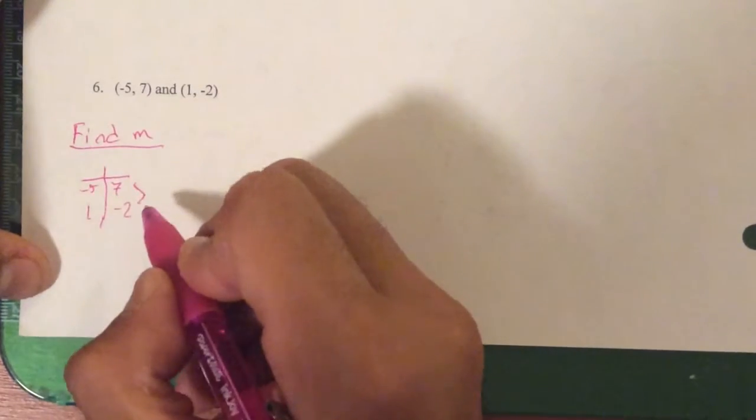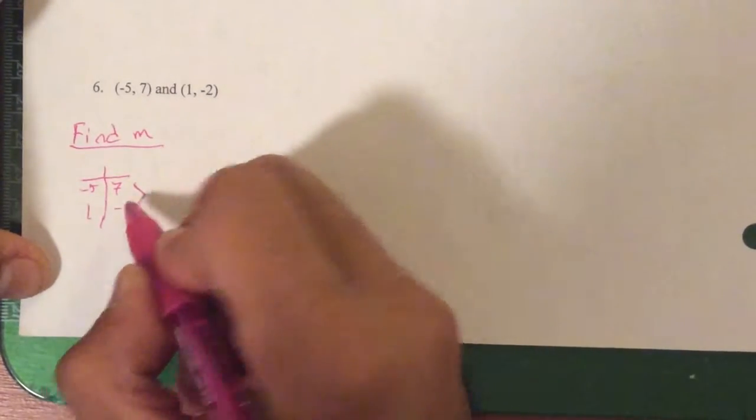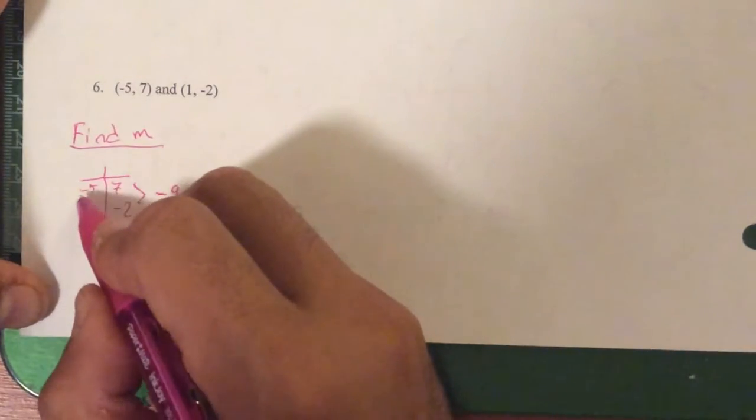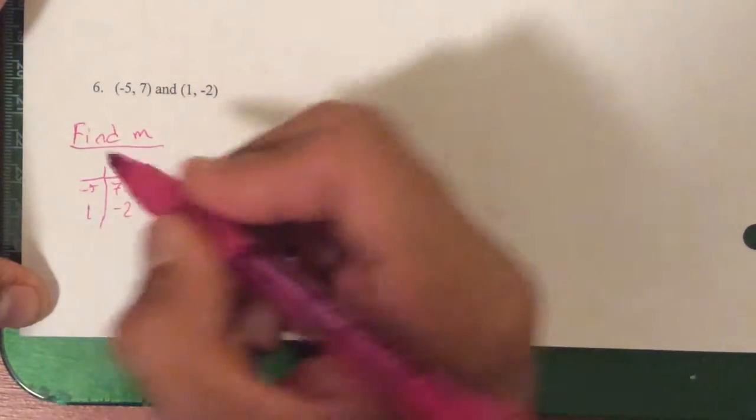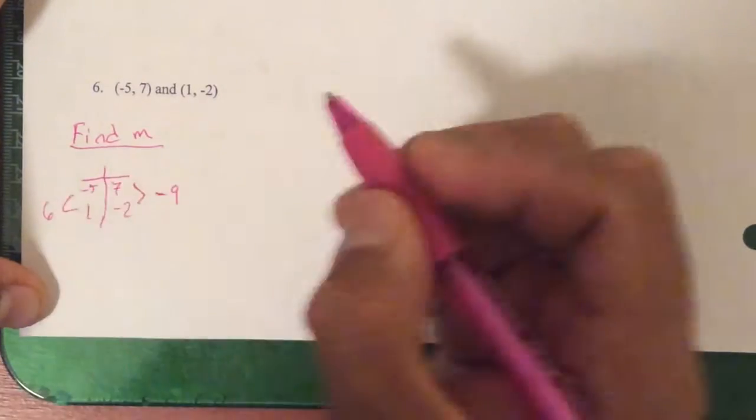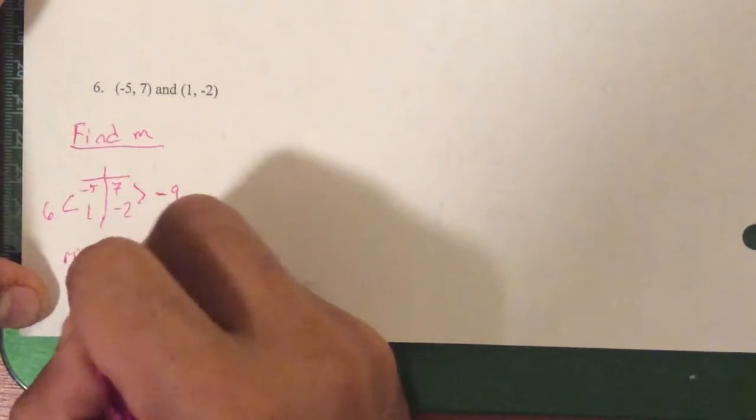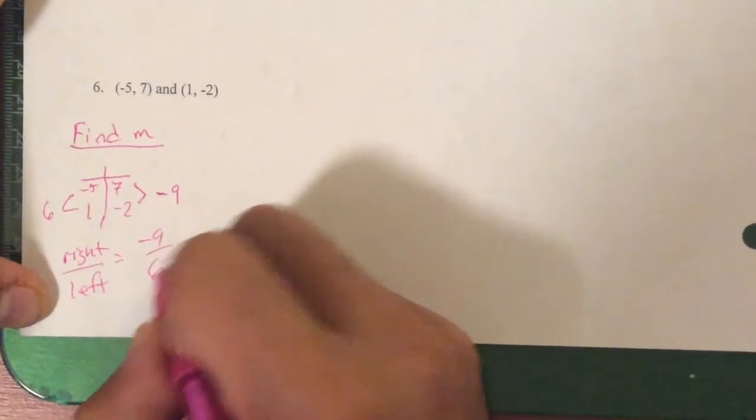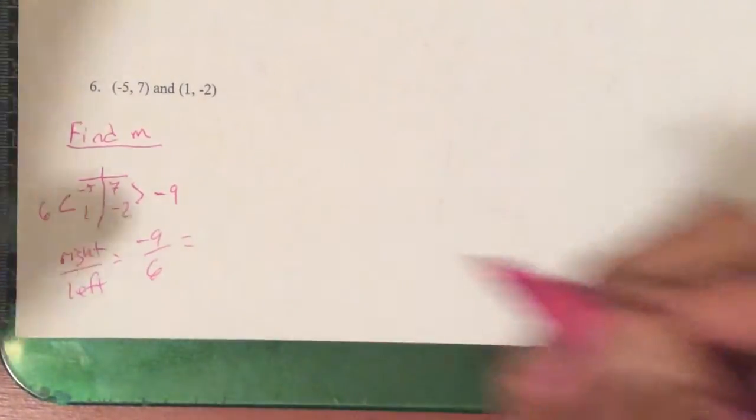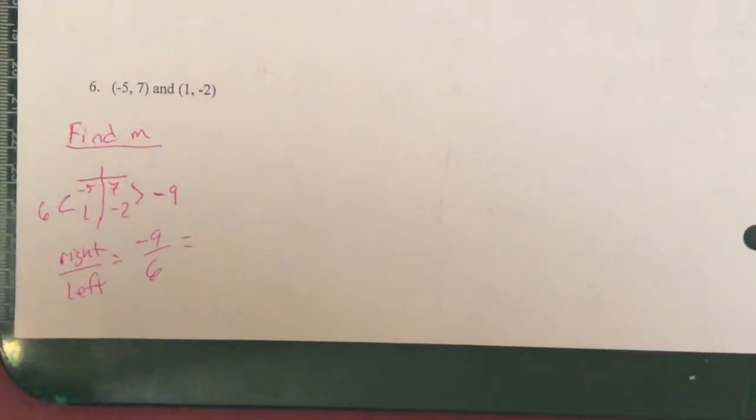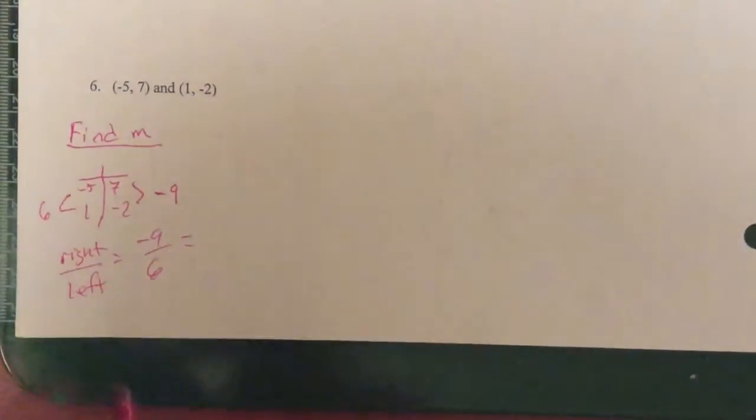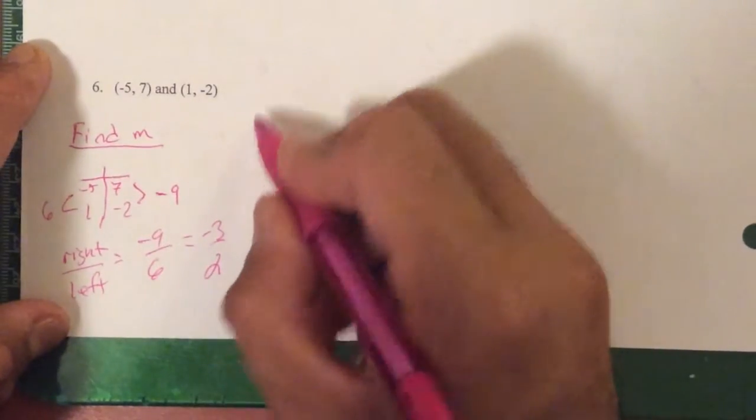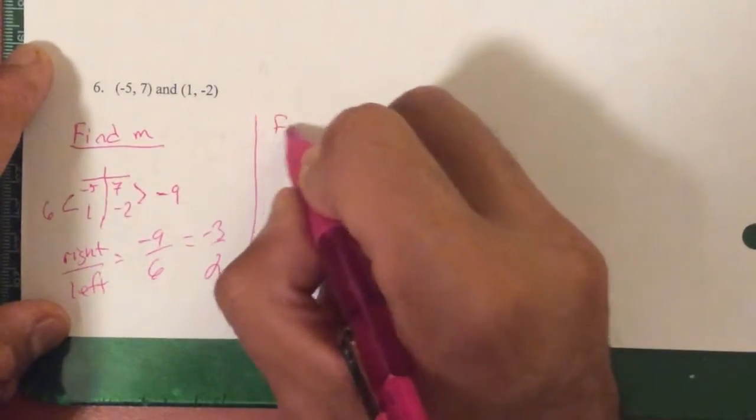So now let's find the pattern. -2 minus 7 is -9. 1 minus -5 is 6. So the right side over the left gives me -9 over 6. So if I simplify -9 over 6, it gives me -3/2. So there's my M. So now let's find the letter B.